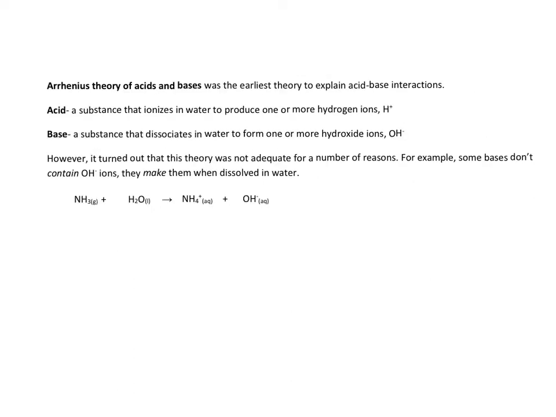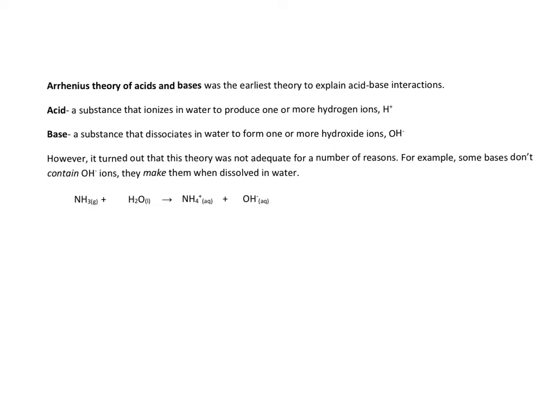There are a couple of theories of acids and bases, and one of the earliest was the Arrhenius theory. He stated that an acid was a substance that ionizes in water to produce a hydrogen ion, and a base was a substance that dissociated in water to form a hydroxide ion. But this theory didn't always hold up. Some bases don't contain hydroxide ions; they make them when they're dissolved in water. If you add ammonia to water, you produce the ammonium ion and the hydroxide ion. So that makes ammonia a base.